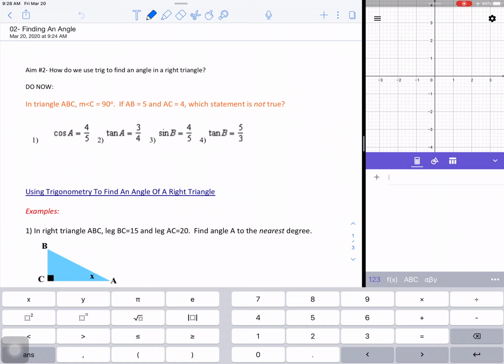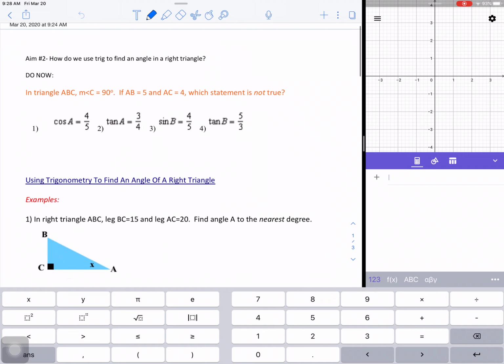Good morning. This is lesson 2 in trigonometry on using trigonometry to find an angle. How do we use trigonometry to find an angle in a right triangle? The do now question is just a review of what we did already.